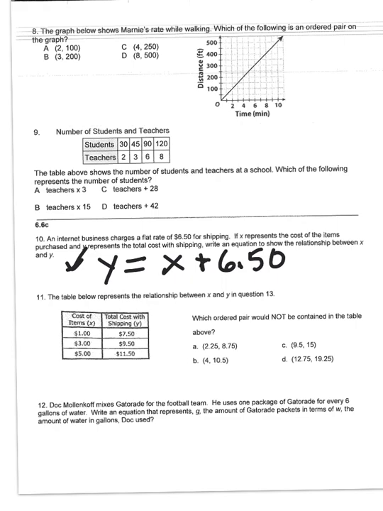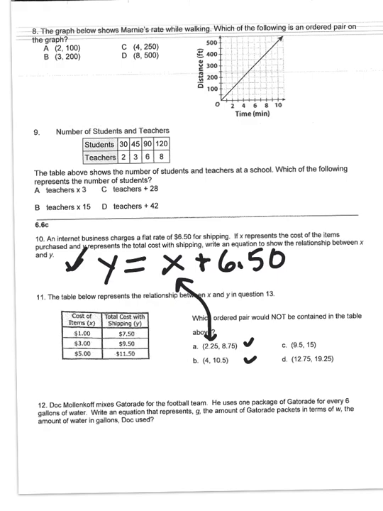Let's see, which ordered pair would not be contained in the table? So basically, we're going to substitute our X, and we're going to add $6.50. So if we were to put it in that spot and add shipping, do we get $8.75? Well, let's see. I think we do. And then if you keep going, if you take $4 and add $6.50, you get $10.50. So these two look okay.